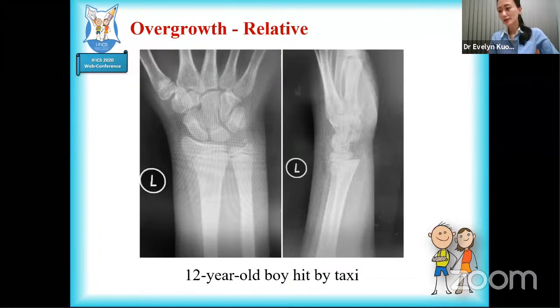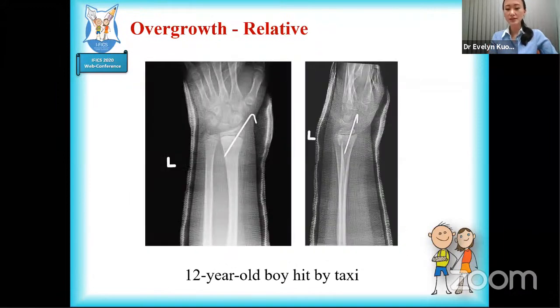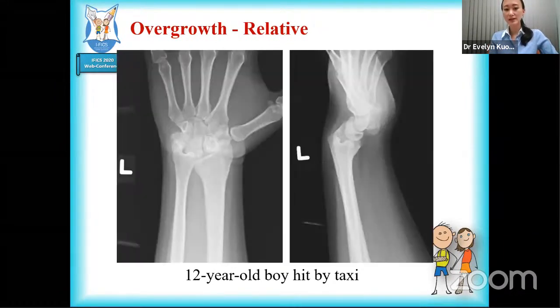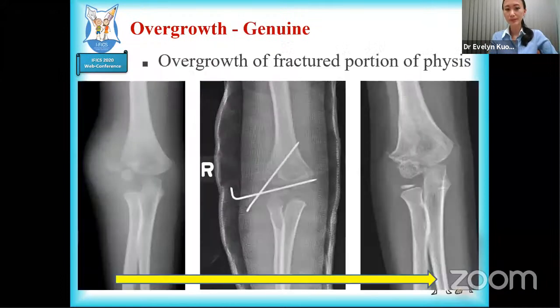And then lastly, we talk about overgrowth. Now, the most common type of overgrowth is simply relative. It's not genuine. For example, we have this boy here who was hit by a taxi. He had a distal radius fracture. We pinned it, but with time, we found that he had a growth arrest of the distal radius. And from the x-rays, you see that there is a relative overgrowth of the distal ulna. The distal ulna hasn't grown more, it's simply longer relative to the distal radius. He has a lot of impingement symptoms, and so we eventually did an ulna shortening osteotomy for him.